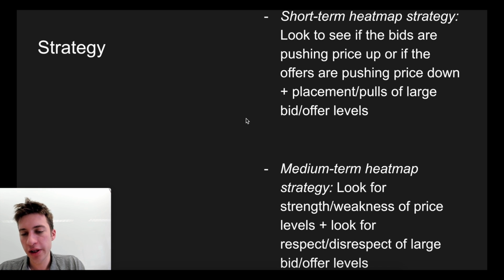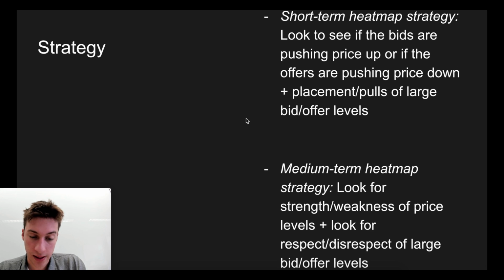Medium term, we're really looking for the strength and weakness of price levels, and we're looking for respect and disrespect of large bid offers. So if we see, let's say, Bitcoin is at 5,050, and you see many bids around the 5,000 level, and price begins to market sell down. But what you see is repeated bounces over and over again at the 5,000 level, and then eventually the 5,000 level breaks. This would show a disrespect of that bid level, because a bid level that is very strong is typically a bid level that is never filled.